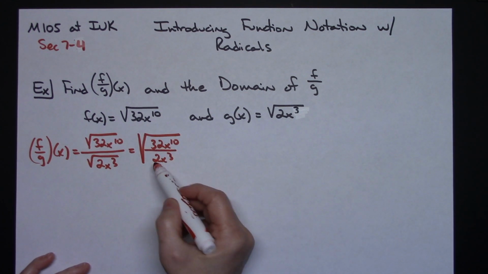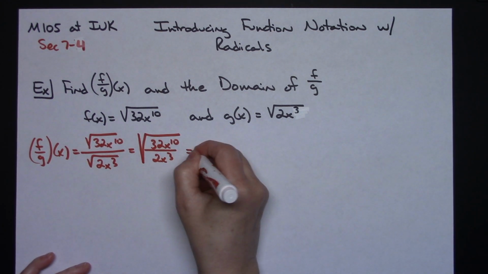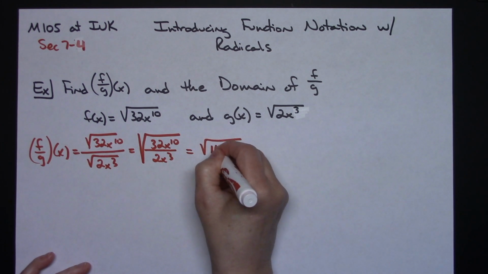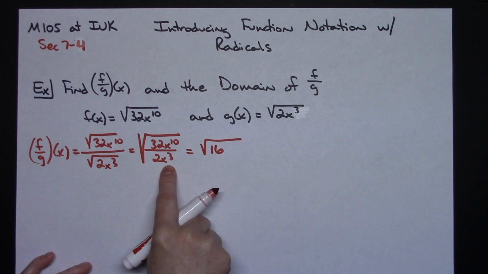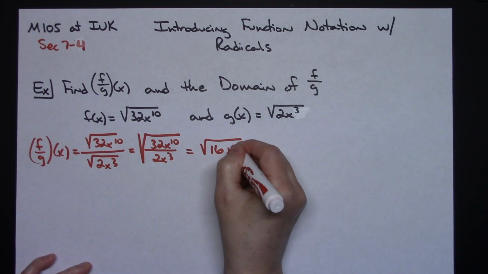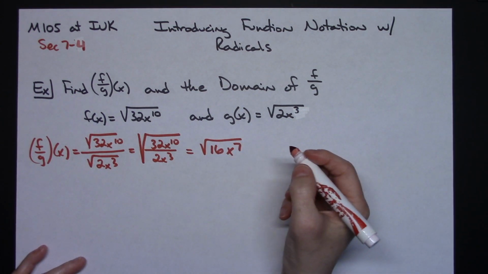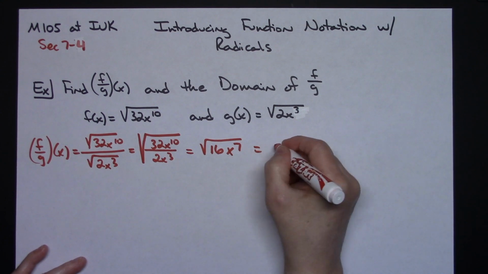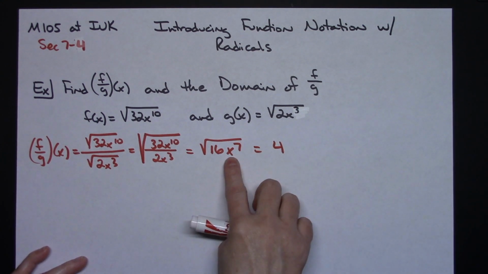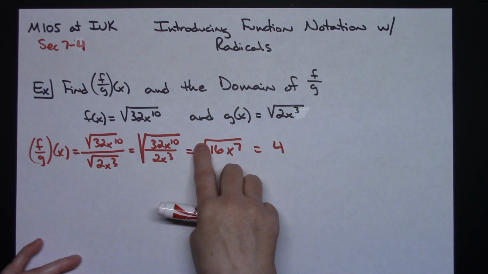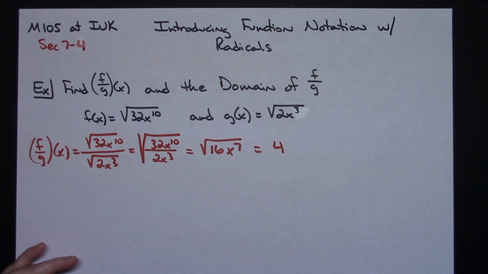Okay, so 32 divided by 2 is going to give me a 16 underneath the radical. And then when dividing like bases, I subtract the exponents that are on my x, so I'll have an x to the 7th. Alright, now we want to keep going because we want to simplify this. Okay, square root of 16 is 4, so we know that's going to come out. Okay, now this x to the 7th, 7 does not divide by 2. I need to find the biggest perfect square root.